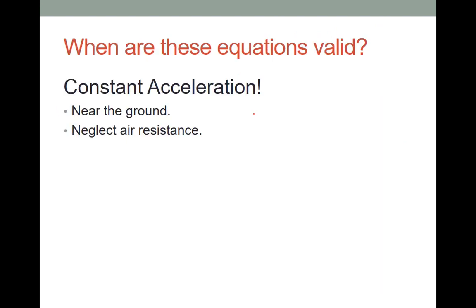Lastly, when are these equations valid? We have to have a constant acceleration. That means we have to be near the ground. By being near the ground, we can say that the vertical acceleration is due to gravity, so 9.8 meters per second squared, downward. And we have to neglect air resistance. As soon as we put air resistance in, the horizontal acceleration will not be 0, and the assumed separability of our equations would not happen as well. This concludes this part.